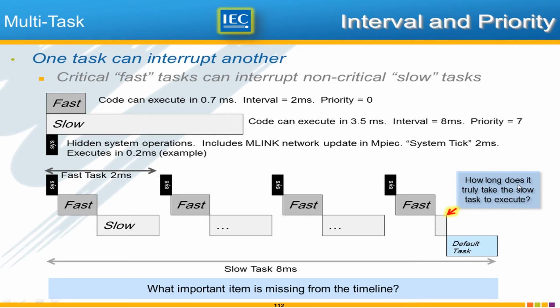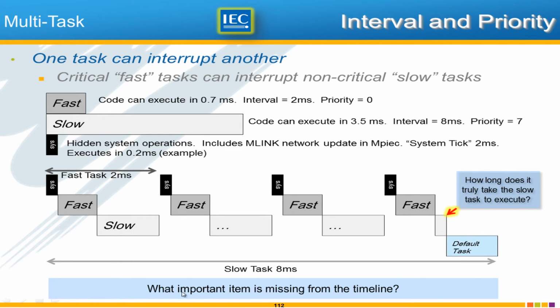One question is, how long does it truly take the slow task to execute? We said the code could execute in 3.5 milliseconds, but it's certainly taking a lot longer than 3.5 milliseconds. And if you look at it here, it looks like it's taking almost the entire 8 milliseconds, maybe a bit less, like 7 milliseconds in this example.